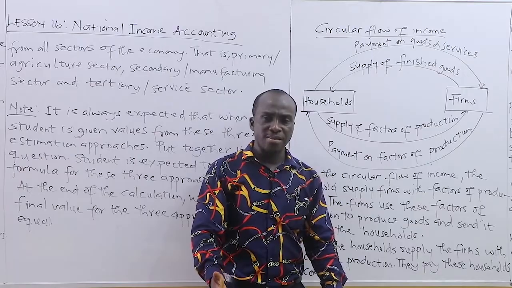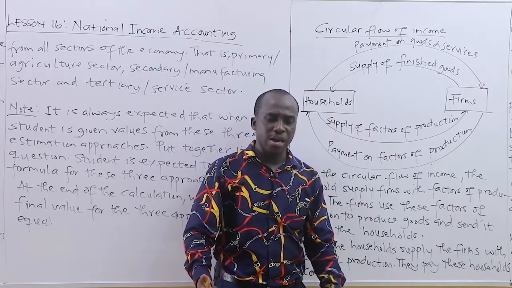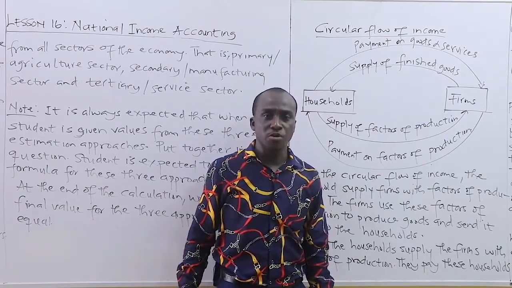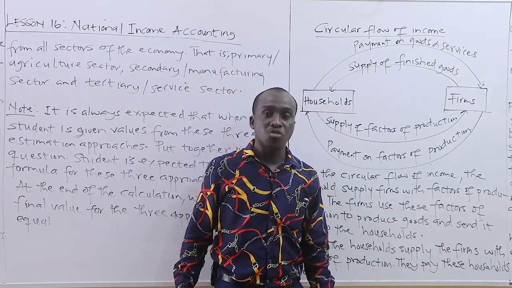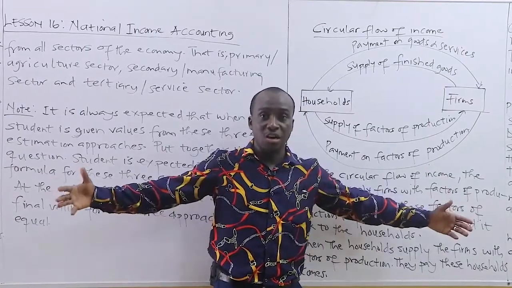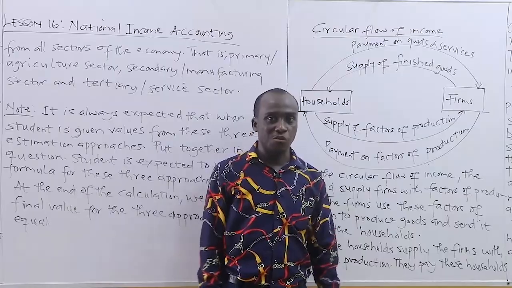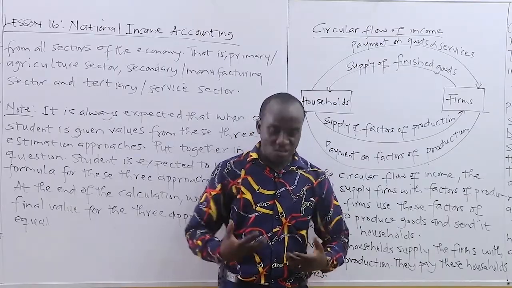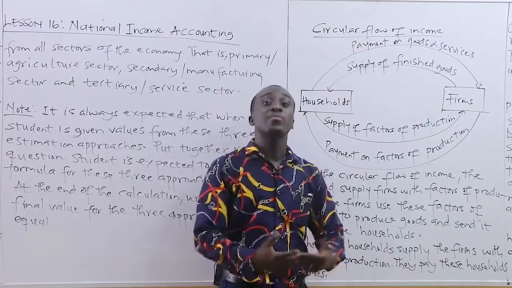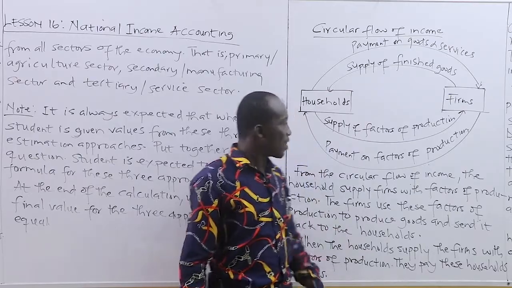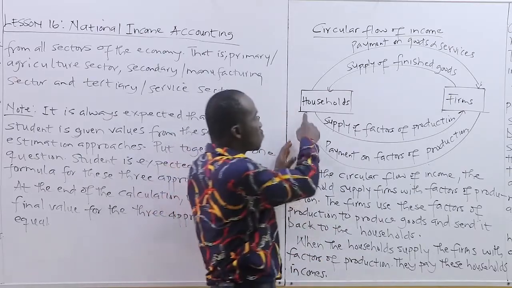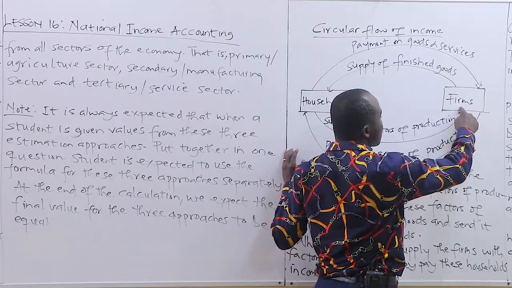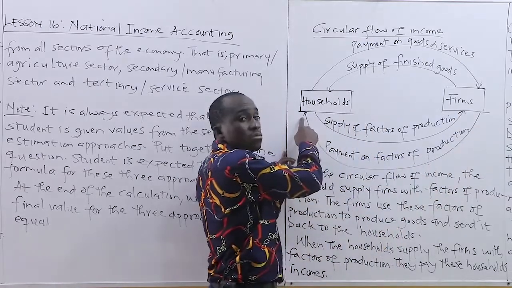If you go to KFC, Kentucky Fried Chicken, their CEO in the US takes $14.2 million a year for his salary and allowances. So it's not a joke. He's being paid. He supplies services to KFC. At the end of the day, they pay him. So the households supply the firms with factors of production, and the firms pay them for the factors of production.